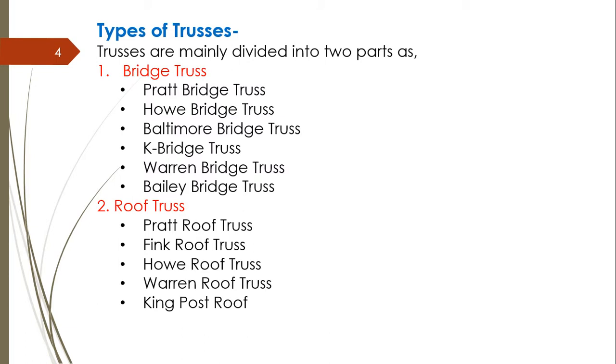Next, types of trusses. Based on the functionality or application of the truss, it can be divided into two parts, bridge truss and roof truss. Further, based on the arrangement of the members in the structure, it can be divided into different types, that is Pratt bridge, Howe bridge, Baltimore bridge, K bridge, Warren bridge, Bailey bridge. Similarly roof trusses: Pratt roof truss, Fink roof truss, Howe roof truss, Warren roof truss and King post roof truss. This classification of the truss is based on the arrangement of the members in the trusses.